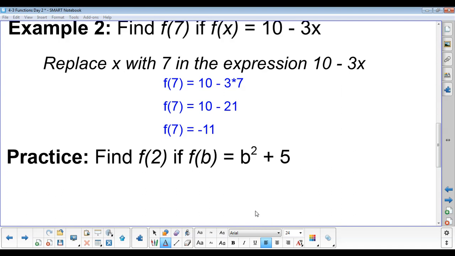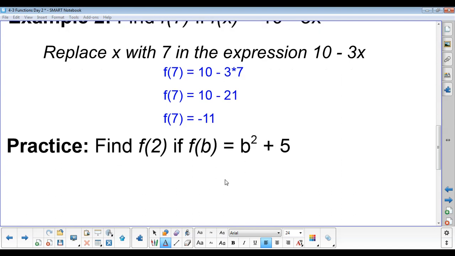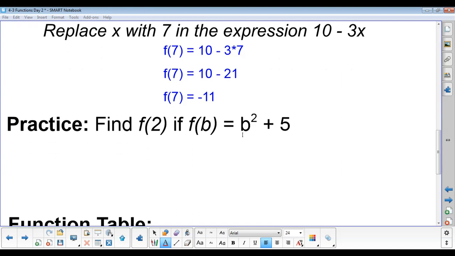If you're wondering why this time it's a B instead of an X, that's okay. It can actually be any letter we want it to be, any variable. Notice that in the equation, in the function, B is our variable. So once again, we're just replacing that letter with that number.